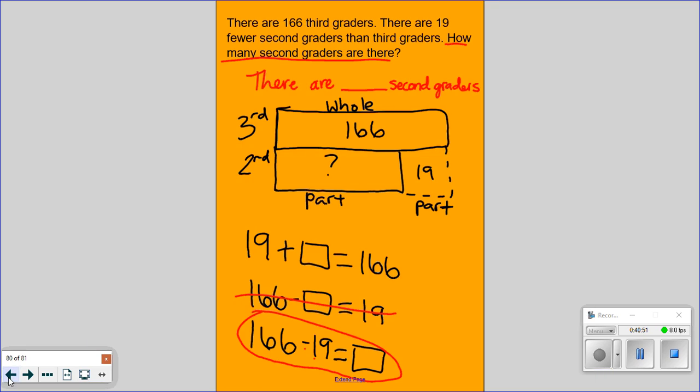All those spot savers, what goes in them? 147. Sure, you know the number now. How many second graders are there? I think 147. John, what's up? I already noticed the subtractive box.